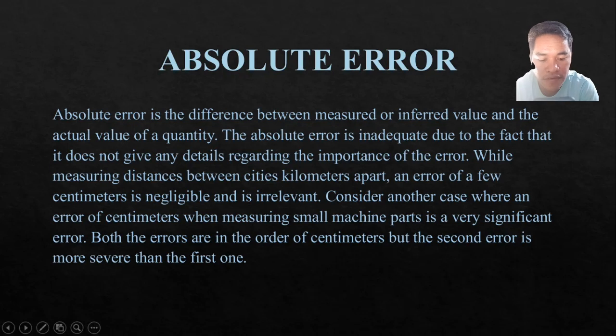The absolute error is inadequate because it does not give any details regarding the importance of the error. While measuring distances between cities kilometers apart, an error of a few centimeters is negligible and irrelevant. Consider another case where an error of centimeters when measuring a small machine part is a very significant error. Both errors are on the order of 7 centimeters, but the second error is more severe than the first one.